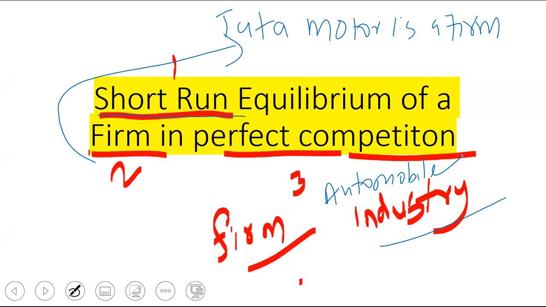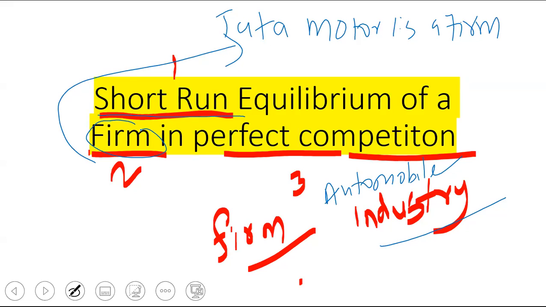Automobile industry. I will say Tata Motor is part of the automobile industry. What is the meaning? Automobile industry means there are a number of firms. Mahindra and Mahindra are there. Eicher Motor is there. Ashok Leyland is there. Honda is there. There are a number of companies producing automobiles. So automobile industry means a number of firms. But when I talk about Tata Motor, I am talking about one company only, that is Tata Motor. So in our question we talk only about Tata Motor, one firm.